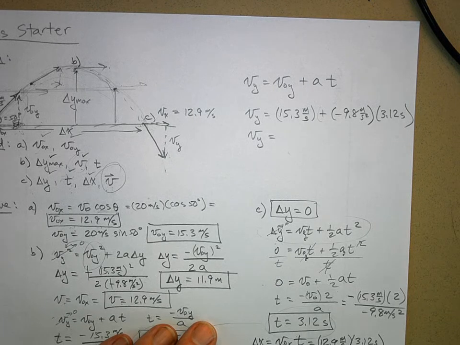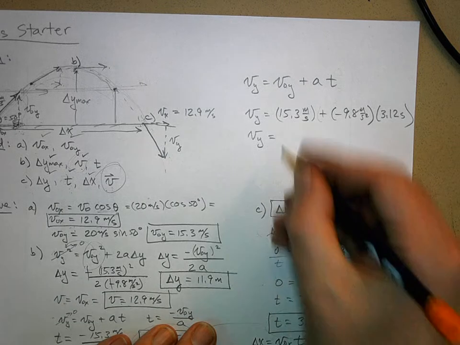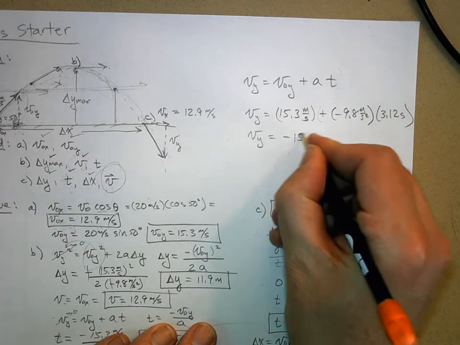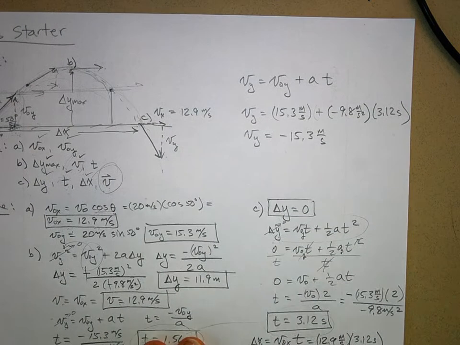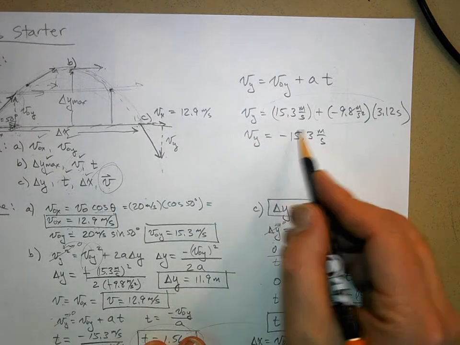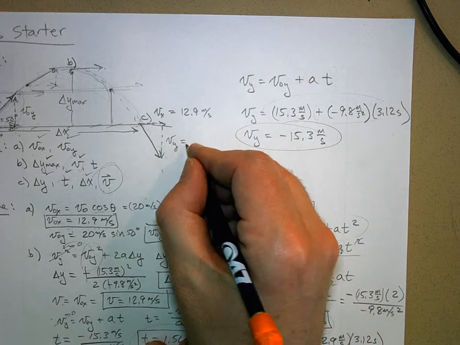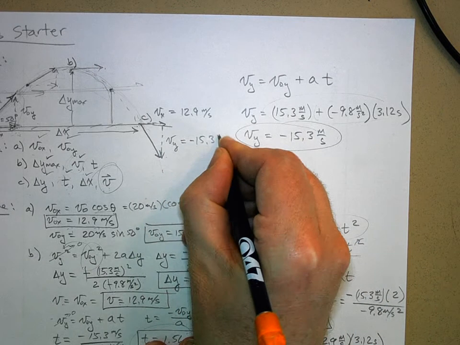And that is not the right answer. 15.3. Oh, I know what I did wrong. Plus negative 9.8 times 3.12. And there we go. That's what I wanted. Negative 15.3 meters per second. So, I mean, if you do this arithmetic, this is what you get. Is that surprising?